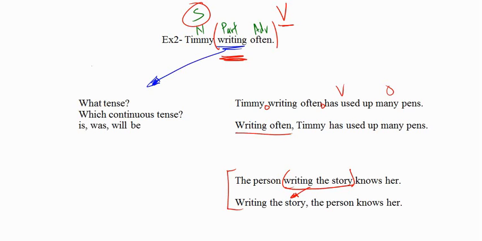Now, in the original one, when we look at the participle phrase and rearrange it to the front, writing often, Timmy has used up many pens, the meaning of it doesn't change at all. The only difference is just the placement of the participle phrase. So this top case is a case where it's not subordinated or restricted, and because of that, we have to put two commas around it.